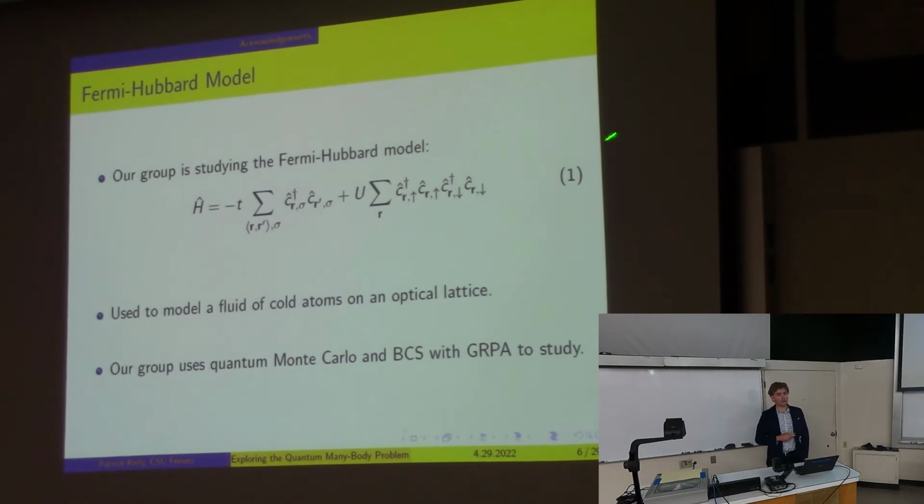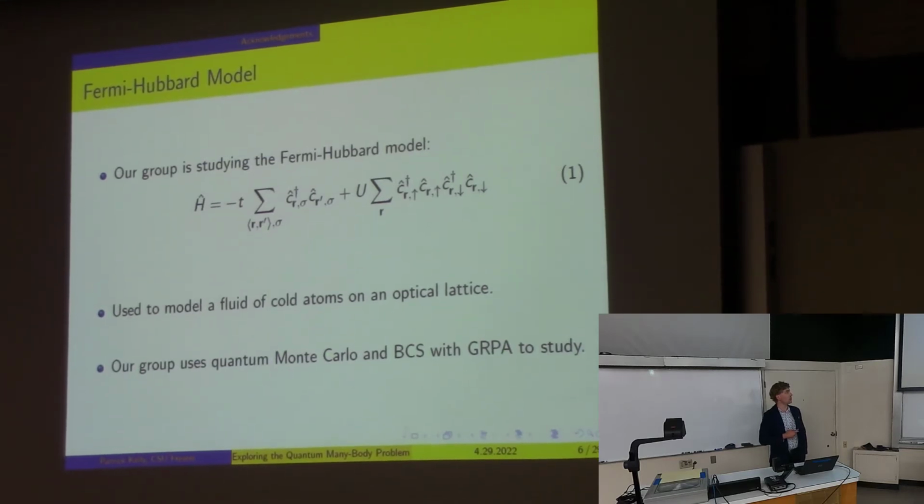So here's the model, the Hubbard model. It's a Hamiltonian that is commonly used to study cold atomic gases. We have a kinetic energy term here and a potential energy term here. And like I said, we're using quantum Monte Carlo and BCS theory with GRPA to study this model, to basically solve the Schrodinger equation, or at least the observables that you study with the Schrodinger equation for this Hamiltonian. It looks relatively simple, but there are no analytical solutions. There's actually a huge amount of complexity hidden in here that emerges from it.